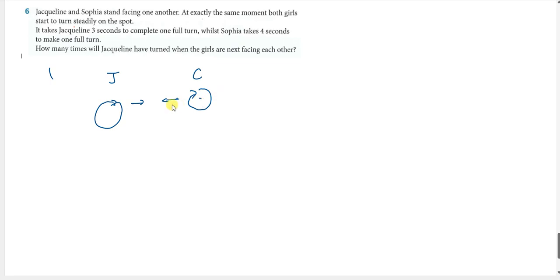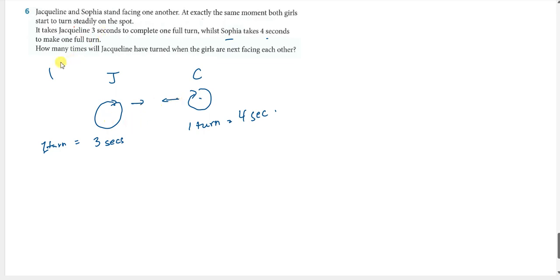So this says J takes 3 seconds to complete one turn, and S takes 4 seconds to complete one turn. Remember they said initially they were facing each other. Now let's move to the next part of the question.